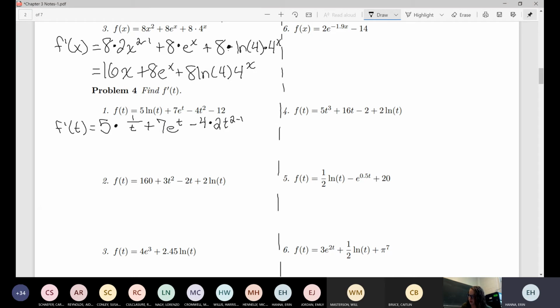And again, if you get good at these and can start skipping these intermediate steps, go right ahead. Derivative of 12, there's no variable in that, it's just a constant, so the derivative of a constant is 0. If you want to, you can rewrite this as 5 over t, or you can leave it as 5 times 1 over t, whatever floats your boat. 4 times 2 is 8, t to the first, and we don't really need to rewrite the minus 0.